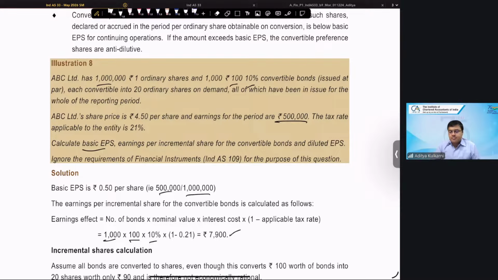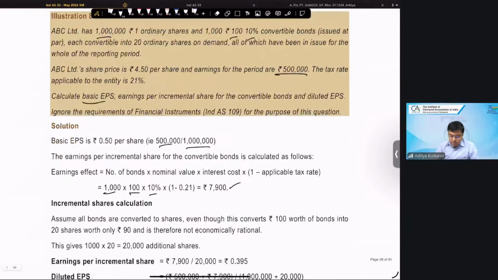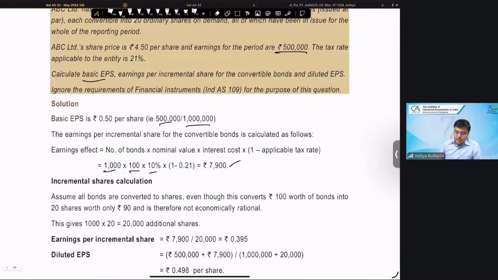Yes, sir. And you have to assume that all the bonds are convertible. So this gives 1000 into 20, 20,000 shares. So 0.395. This comes to 0.395. Are we okay with this?